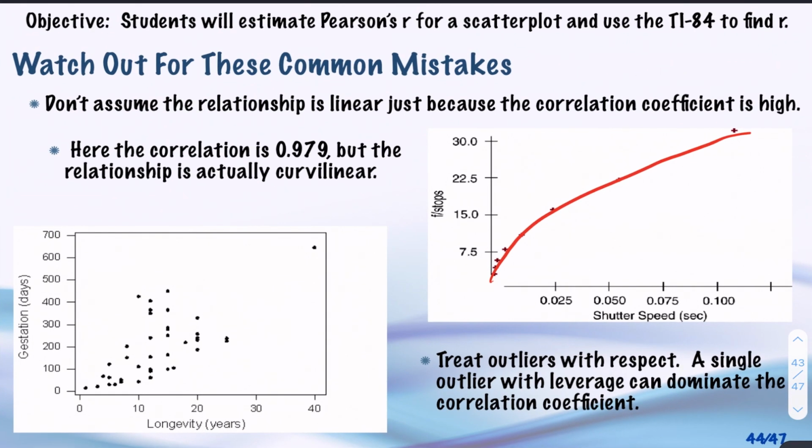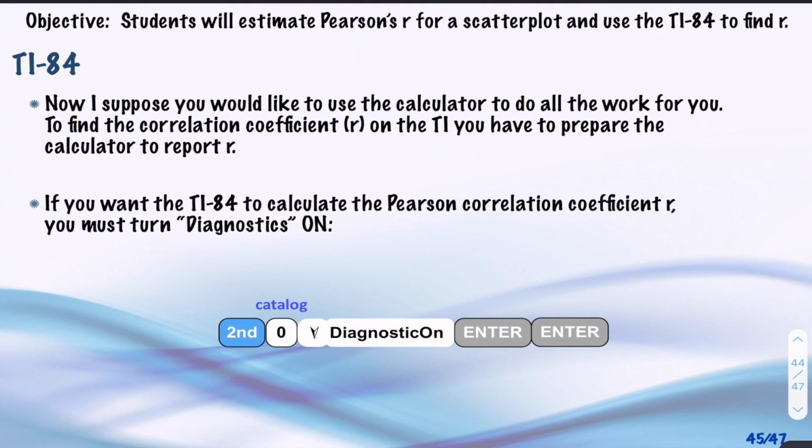Also, treat outliers with respect. That's why we do shape, outliers, direction, strength. A single outlier can have leverage and can dominate the correlation coefficient. So this guy way out there is going to make all of our data fit to it. Okay. We will report out more about that later, but it's worth seeing now in this general overview.